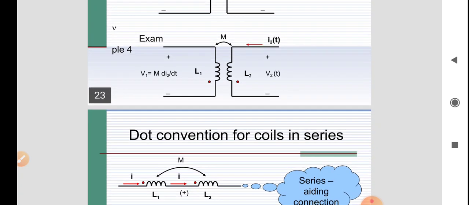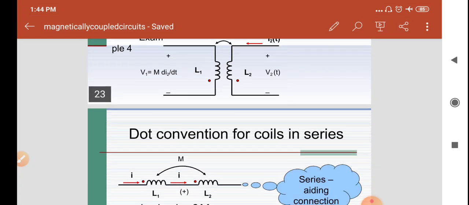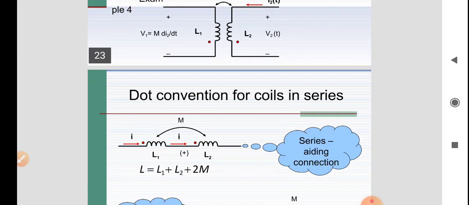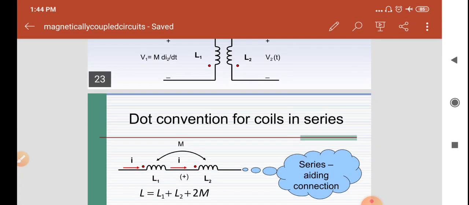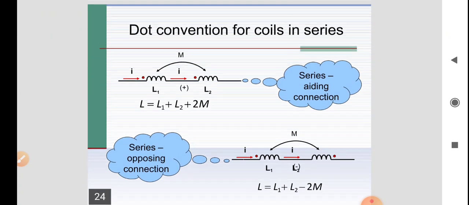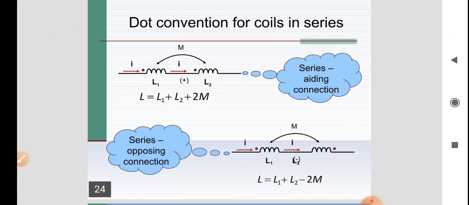So we just need to remember two things. If the current directions are the same, that is, if both I1 and I2 currents are entering from winding to dot or dot to winding, in the same direction, then the mutual inductance is positive. If one is dot to coil and the other one is coil to dot, then it is negative. Now let me see how to write down the dot convention if the coils are connected in series.